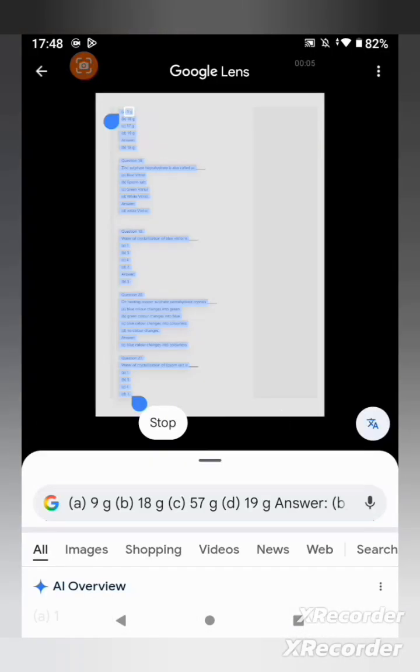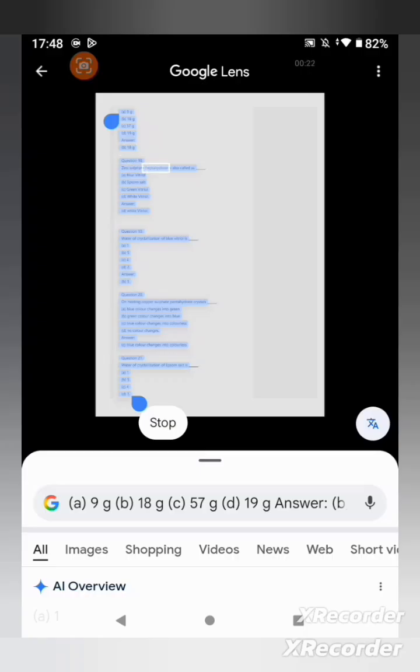A. 9 grams. B. 18 grams. C. 57 grams. D. 19 grams. Answer: B. 18 grams.